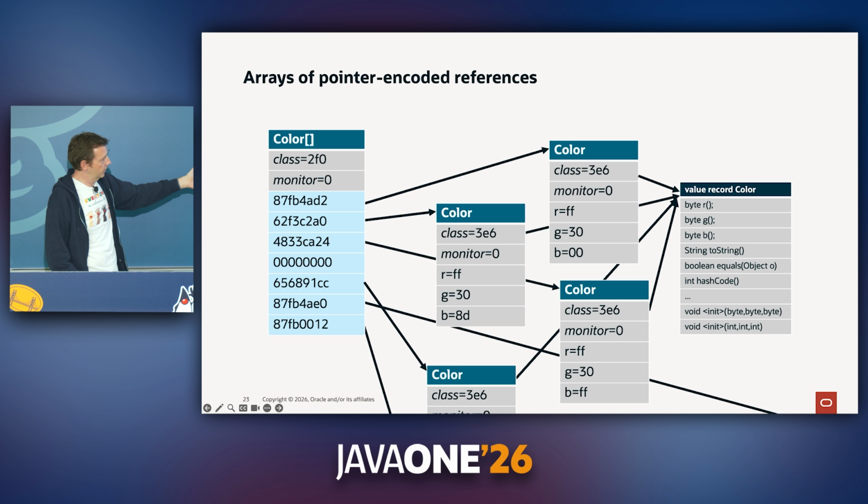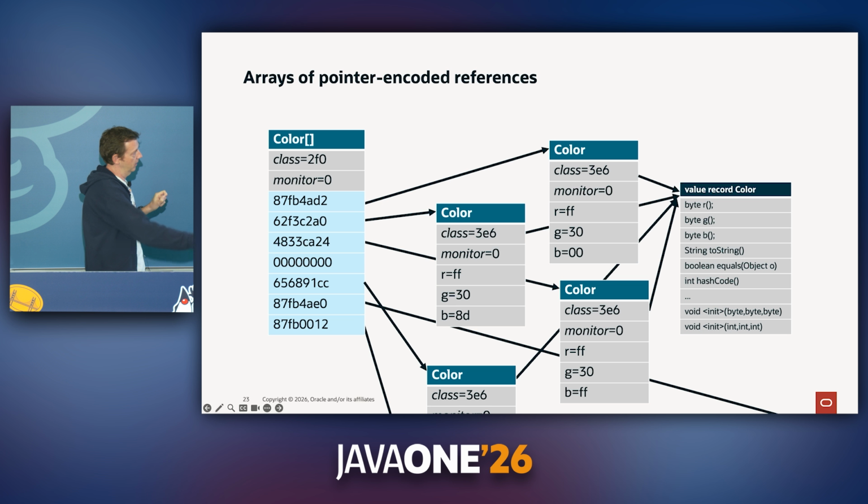Here's just one illustration of what the VM can do. I've got an array of colors. This is kind of what it looks like in memory. The array is actually a list of memory addresses, and each address points to where it can go find a color object. Each color object has some overhead. Color objects point to the class that they belong to.